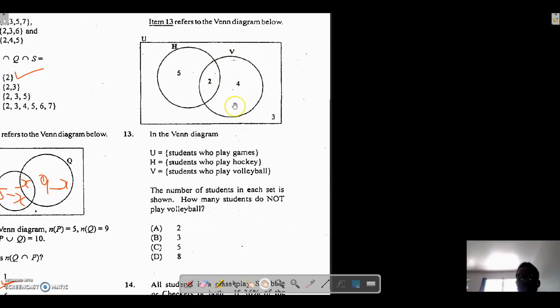Volleyball would be this 4, this 2. Alright, because the intersection is also a part of volleyball. 2 persons play both games. So we want the number of persons who do not play volleyball, which means that we're looking at the persons who do hockey only, which is 5, and the persons who do no game at all, which is 3. So that would be 5 plus 3, which would give me 8, which is option D, as in dog.